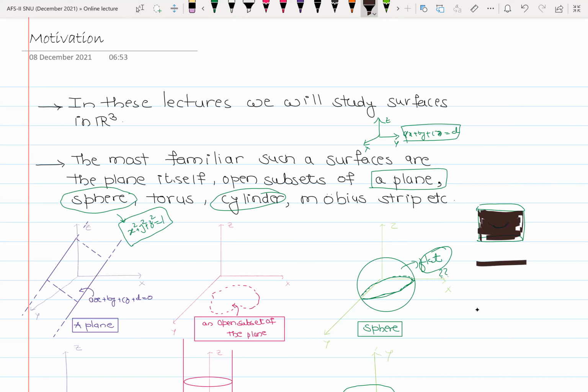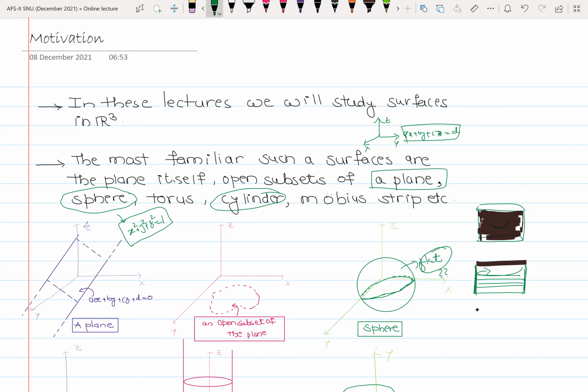So for a cylinder, what we are doing is we are taking a sheet of paper, and then we paste the edges together, and what we get is a cylinder. So it is a hollow cylinder, and that is also an example of a surface, because those are the kinds of objects which we are going to study.